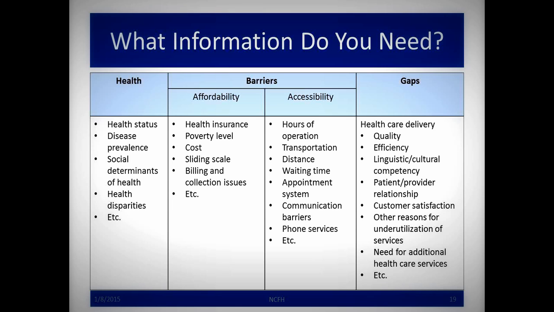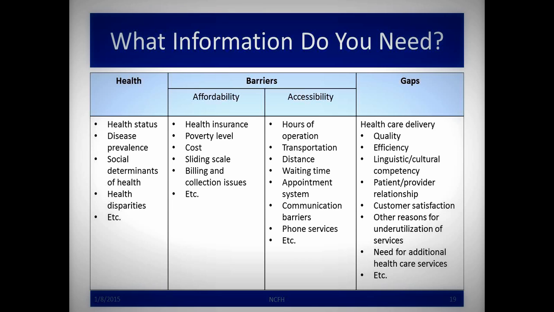You can look at barriers to care, perhaps for affordability or accessibility. How many people have insurance in your area? What are the social or economic determinants that prevent people from accessing care? Is that poverty level? Is the cost too high? Is the sliding scale applicable to the community? Are your billing and collection procedures okay?